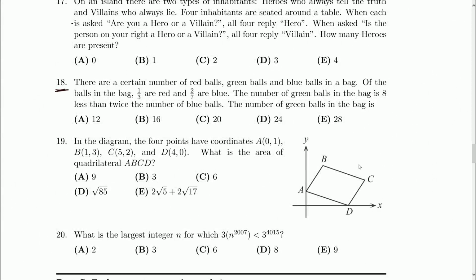There are a certain number of red balls, green balls, and blue balls in a bag. Of the balls in the bag, 1/3 are red and 2/7 are blue. Okay. Fractions, that's fine. I could probably figure out the fraction of green balls there are. The number of green balls in the bag is 8 less than twice the number of blue balls. So we're looking for the number of green balls.